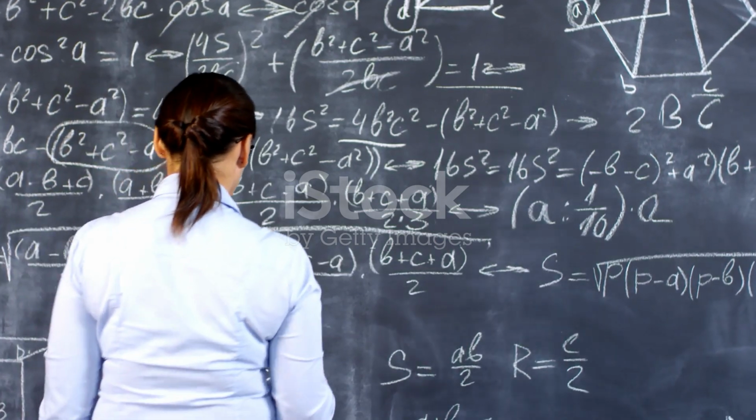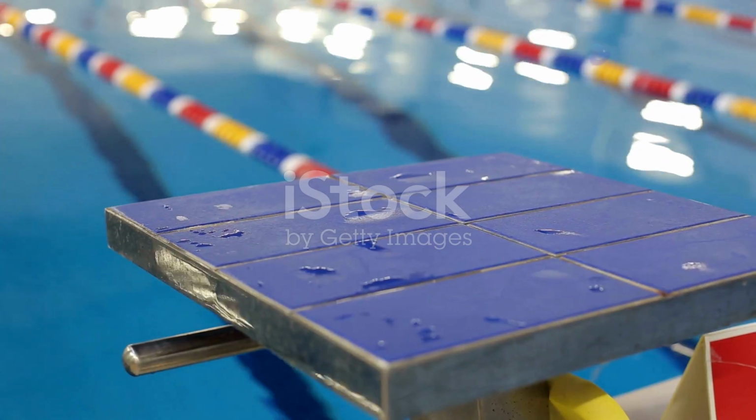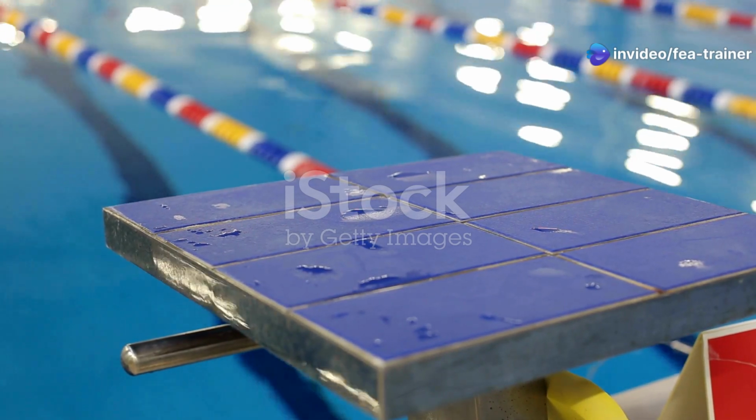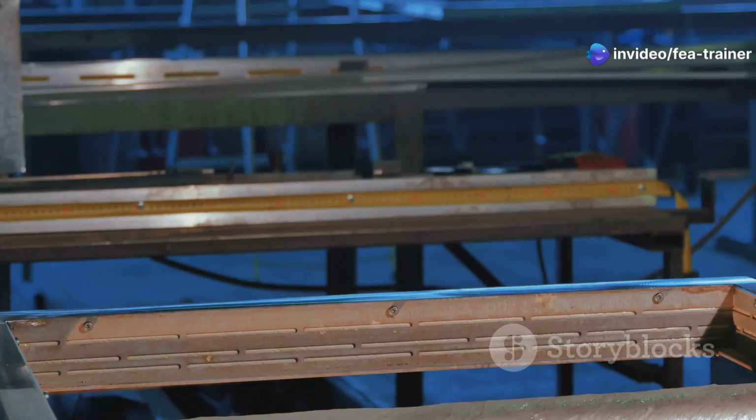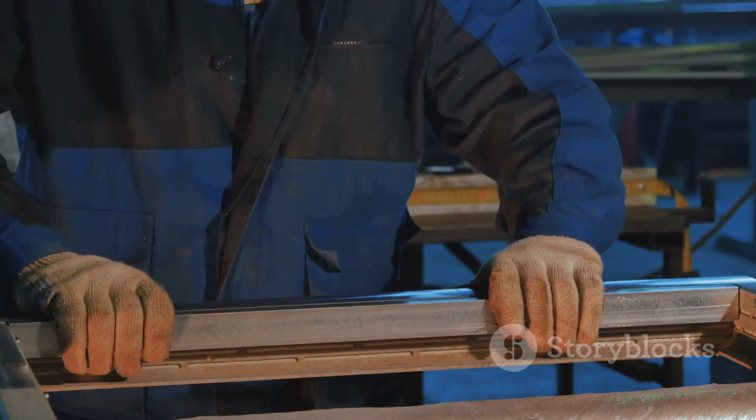Okay, enough with the equations. Let's see how boundary conditions play out in the real world. Imagine a cantilever beam, like a diving board. One end is fixed, unable to move, while the other end is free to bounce up and down. The fixed end represents a displacement boundary condition. We know exactly how much it can move, which is 0.